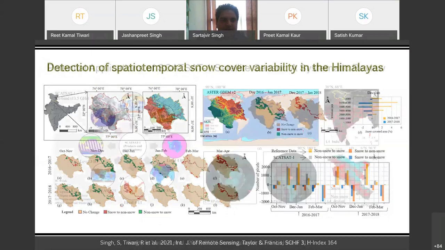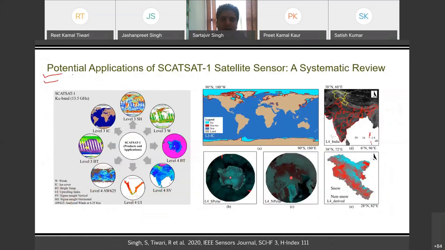There is one more study that we have published last year, in which we highlighted the different products of the scatterometer satellite, and it can be used for global level ice monitoring. There are ice cover products, that is ice cover monitoring or snow monitoring, and there are India level products. We can also identify those snow levels throughout India.